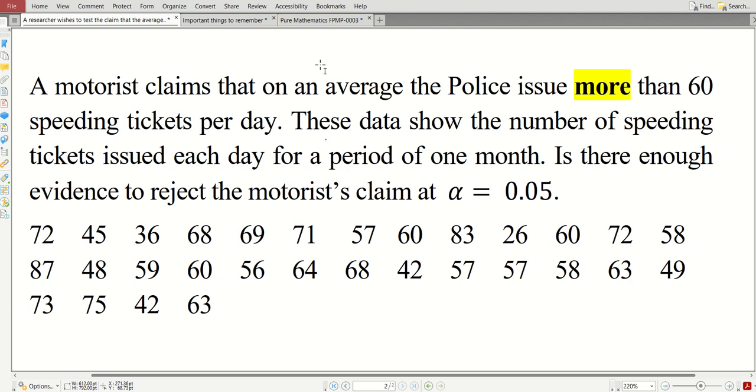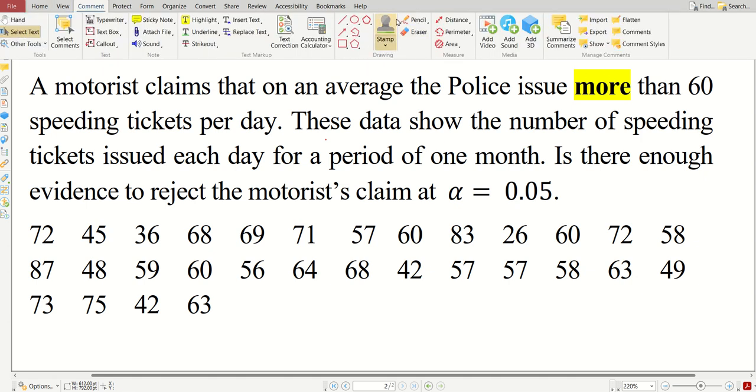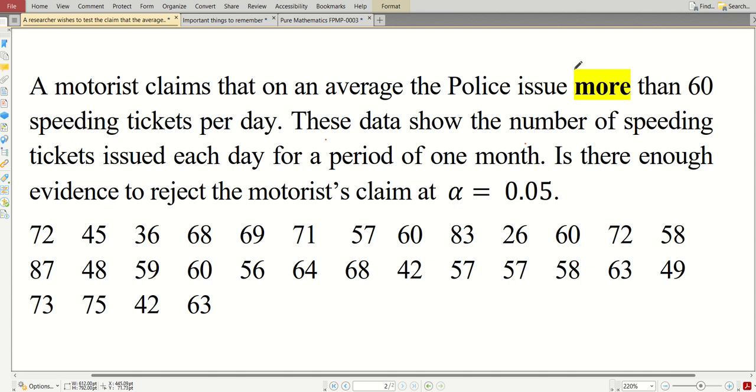Now we will discuss the problem where all three options are possible. What am I talking about? More is possible, less is possible, and different is possible. Clear? In this question, a motorist claims that on average the police issue more than 60 speeding tickets per day. That means mu is equal to 60 here.